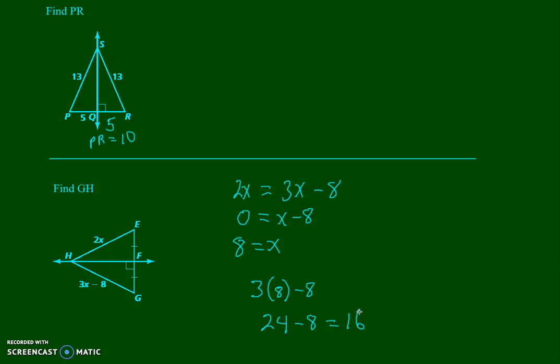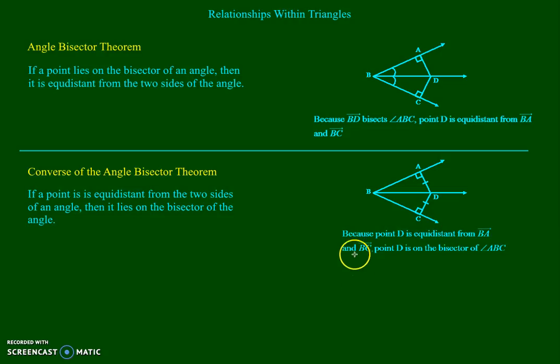So let's move on to the next section and see what we have. Here we're working with angle bisectors. And the angle bisector theorem says if a point lies on the bisector of an angle, then it is equidistant from the two sides of the angle. In this picture, we have ray BD is the bisector of angle ABC, and we know that by these two congruent angle symbols. And so the whole goal here is to prove that DA is congruent to DC.